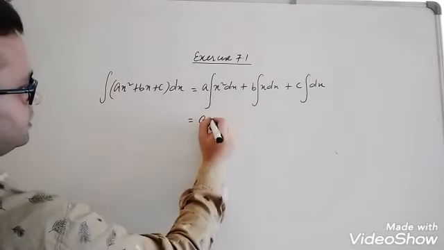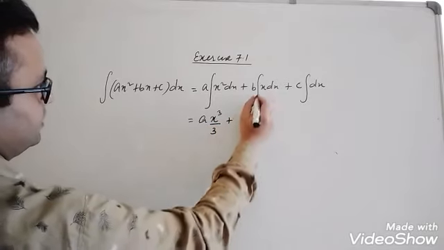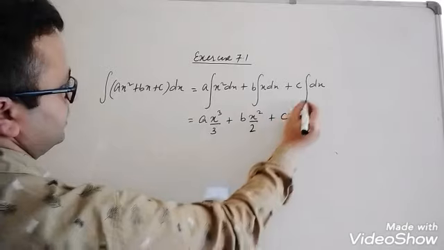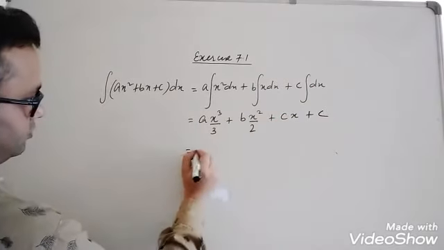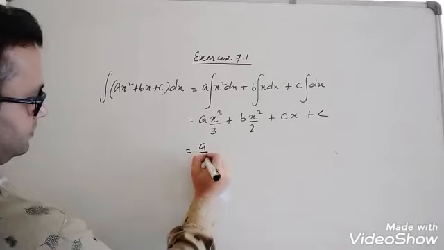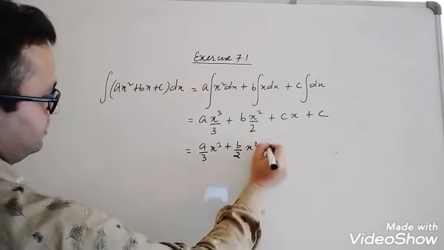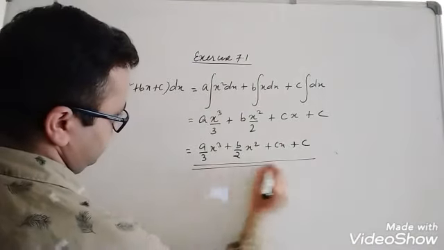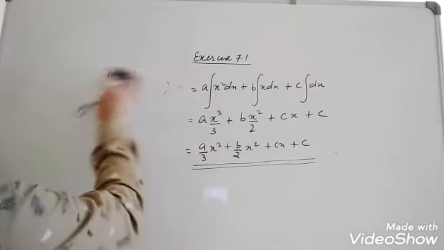Now what is the integration of x square? It is x cube by 3, plus b. What is the integration of x? It is x square by 2, plus c. Now integration of dx is x plus c. So this equals a by 3 x cube plus b by 2 x square plus cx plus d. Now this is the answer. Now question number 9.